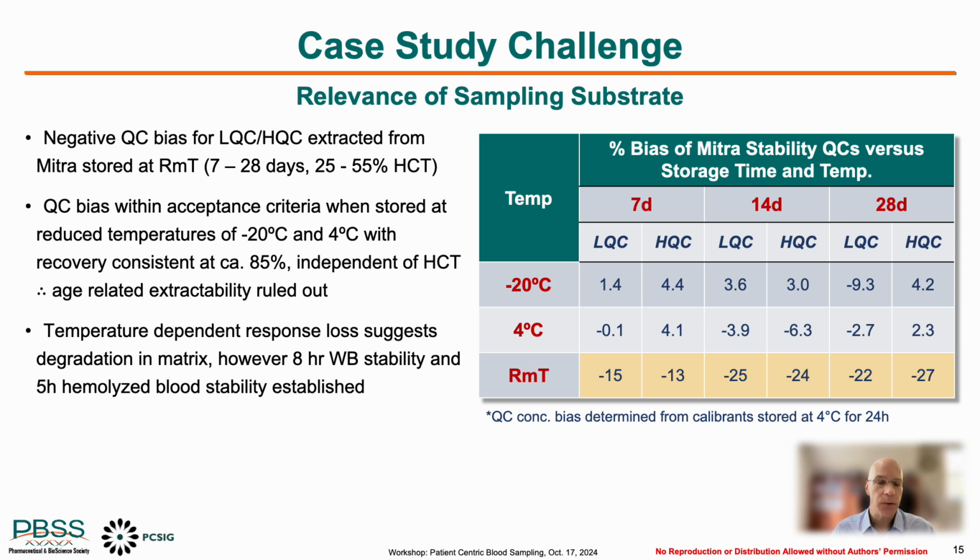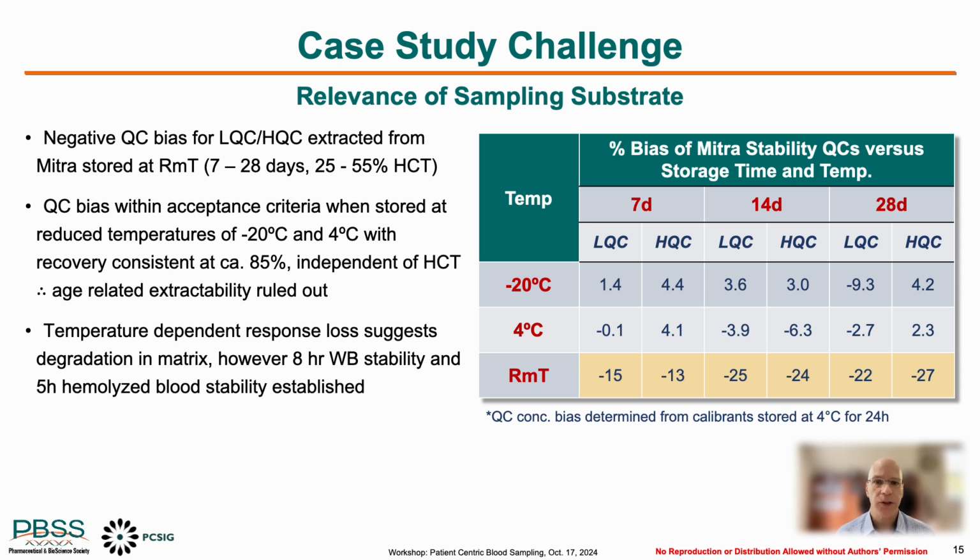Okay, let's now turn to a case study that highlights the relevance of the sampling substrate, and initial work on the Mitra for this molecule under optimized impact-assisted extraction conditions demonstrated an average negative 20% concentration bias for stability QCs between 7 and 28 days of storage at room temperature in the presence of desiccant, and that was regardless of hematocrit level. However, at reduced temperature storage, acceptance criteria could be met, so we ruled out age-related extractability.